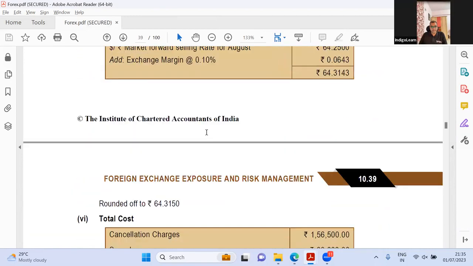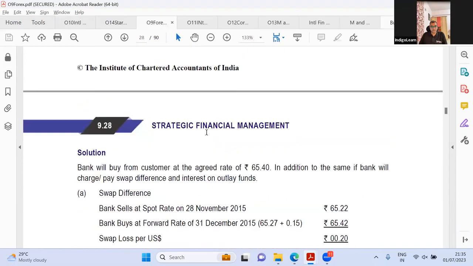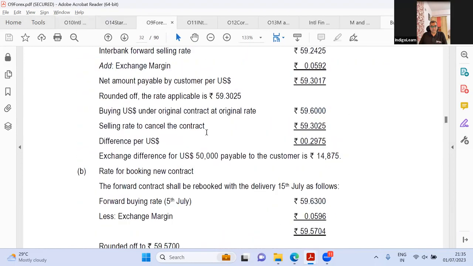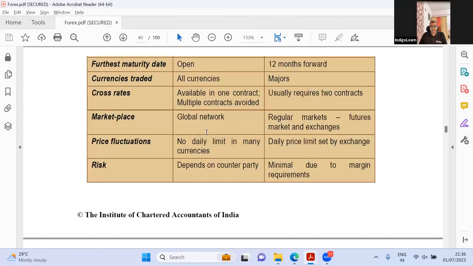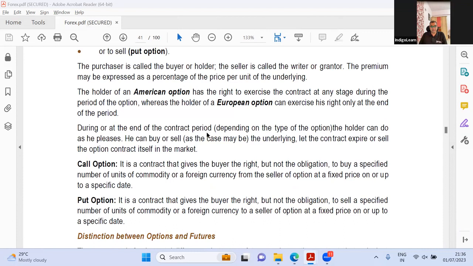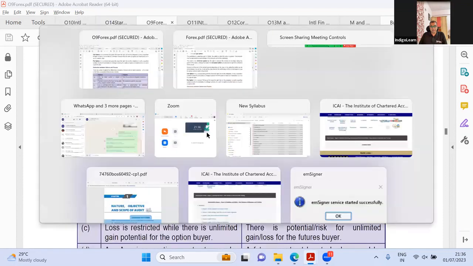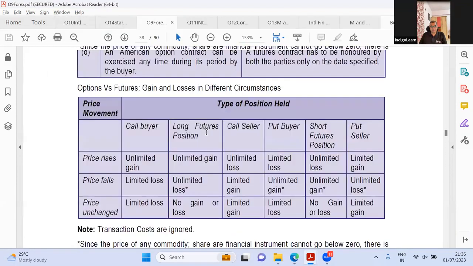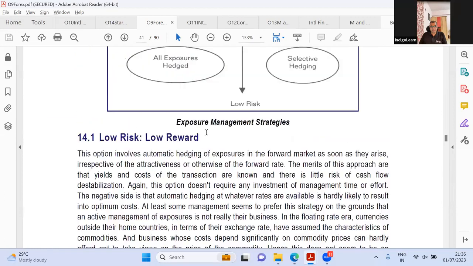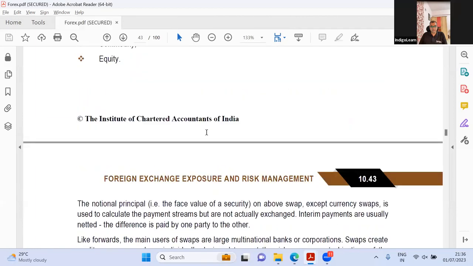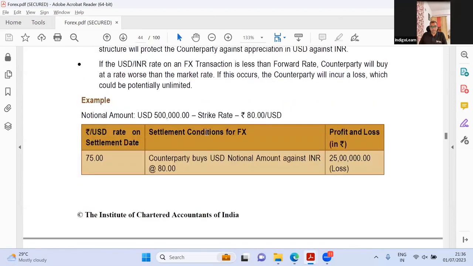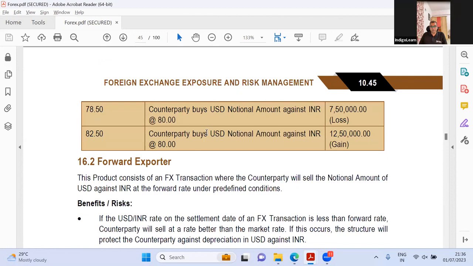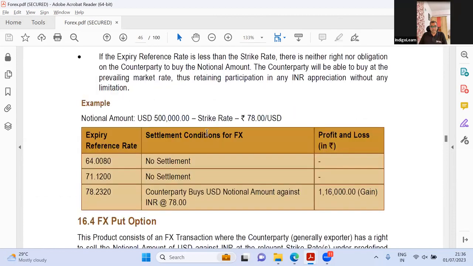And then NDF. Yes, they've talked about NDF even in the previous syllabus. So I don't think there's much there. And then you have something called futures contract and option contracts. Yes, then swaps, strategies. Then they've added something called popular derivative products. Forward importer. What does an importer do or an exporter do? Benefits and risks. Forward for FX put option.